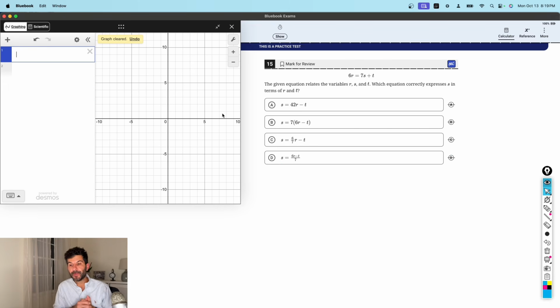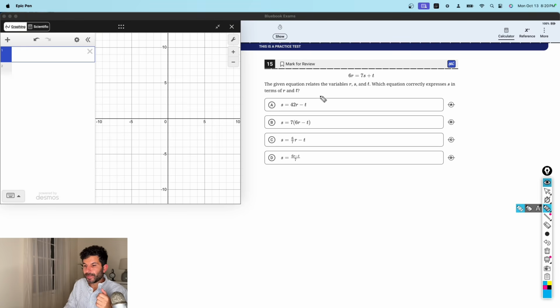Question number 15. The given equation 6r equals 7s plus t relates to variables r, s, and t. Which equation correctly expresses s in terms of r and t? What I'm going to do here is, even if I have no idea what's going on, guys, my answers all have one thing in common. They all have s to start off. So even if I had no idea what type of question this was, I would at least know that I need to get s by itself. All right, this is called a literal equation. We want s to be by itself.